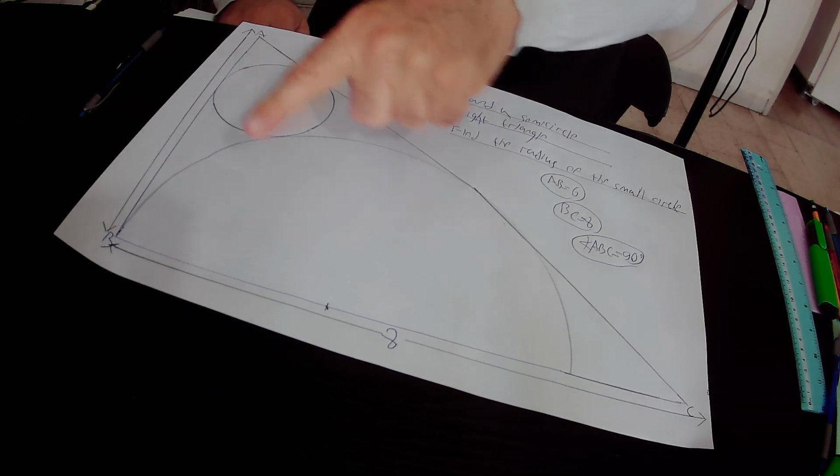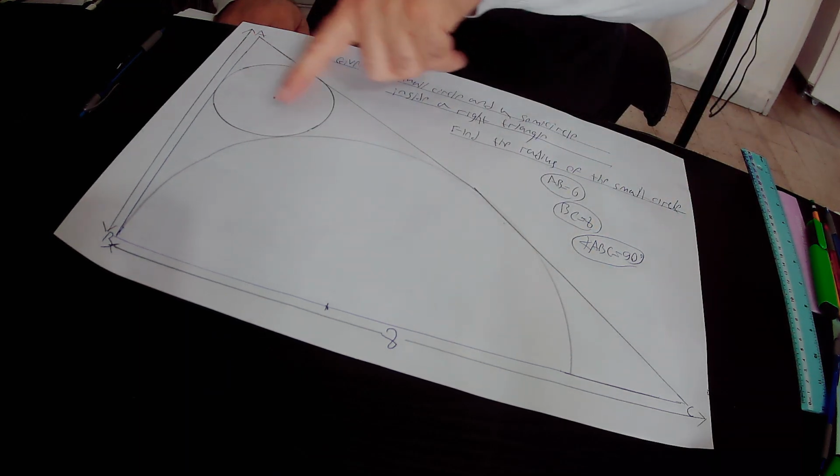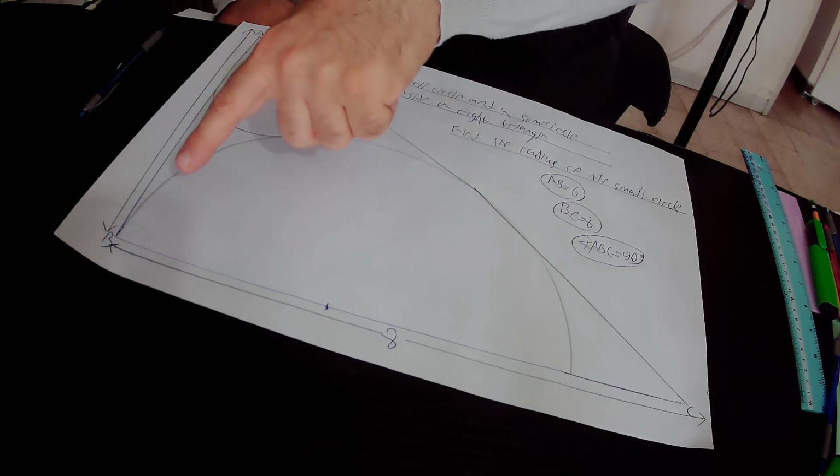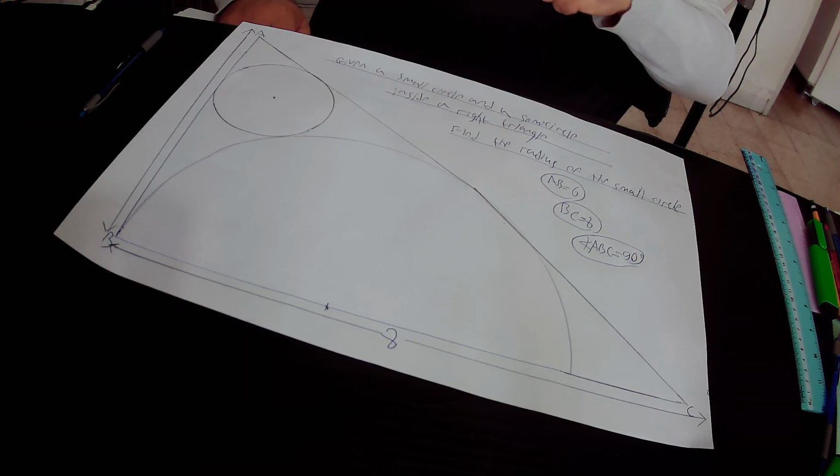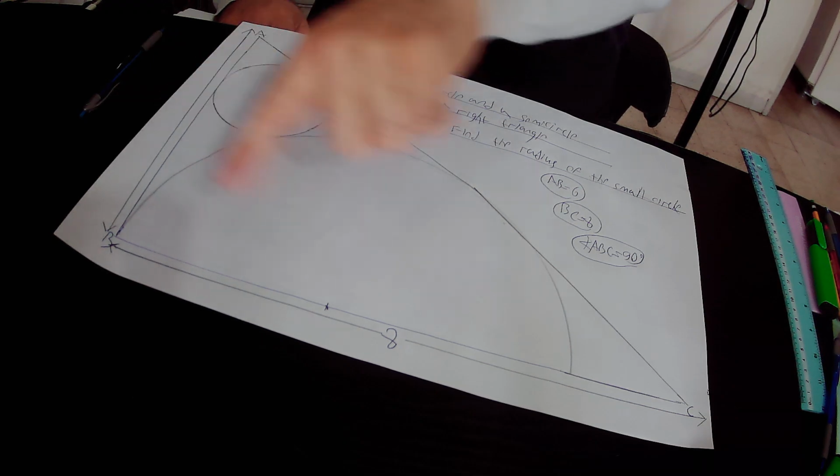Inside this big right triangle ABC we have this small circle and also this big semicircle, and our mission is to find the radius of this small circle. So first of all, we will apply the Pythagoras theorem on this big right triangle ABC.